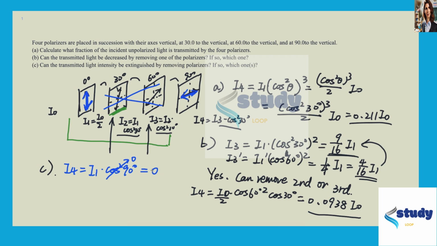So for the middle two polarizers, if you remove one of them, the intensity will decrease by over half. But if you remove both of them, no light will be able to pass through. The reason is that the first polarizer is completely vertical and the last polarizer is completely horizontal, so they are in perpendicular directions. So you really would expect that no light will be able to pass through this combination.